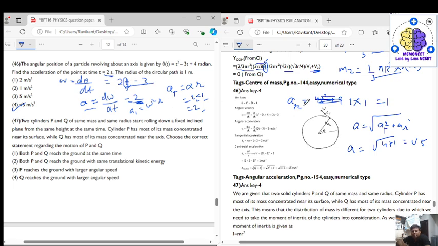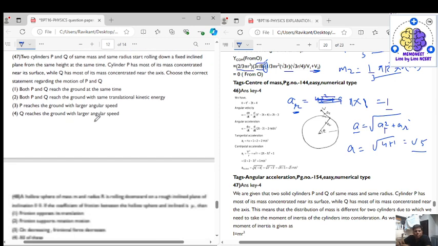So radial acceleration is equals to omega square into r. Omega square is 1 and r is 1. So we get radial acceleration as 1. To find the acceleration experienced by the body, it will be equals to the resultant of both the radial and tangential acceleration. So the resultant will come as root 5. The correct answer for this question is option 4, that is root 5 meter per second square.